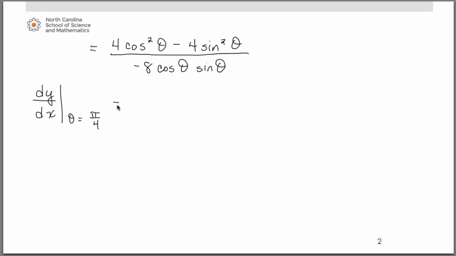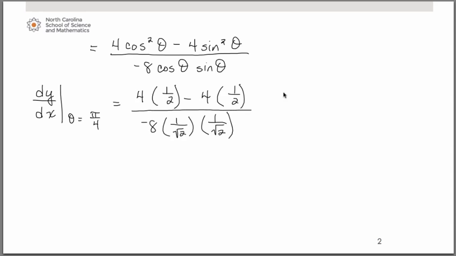Let's now find the specific derivative then, where theta equals pi over 4. This is where you need to know your unit circle values. So we have 4 times, now the cosine of pi over 4 is 1 over root 2. When we square that, we get a half, minus 4 times sine, which is going to be the same. You can already tell that the numerator is going to come out as 0, but just to finish it out, this of course simplifies to 0, which indicates that we have on the graph a horizontal tangent line.